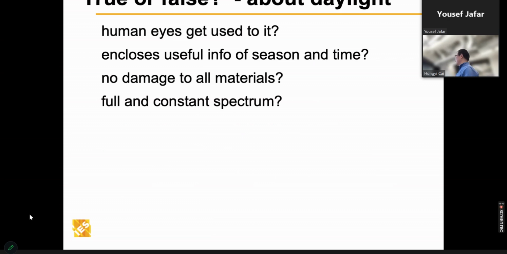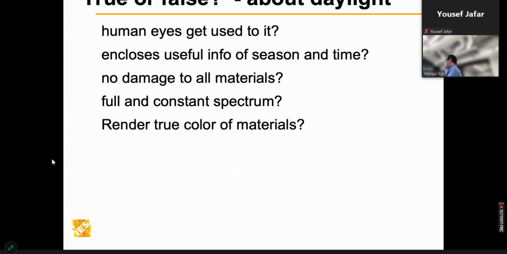True? Okay, all right. So we get like half. So the tricky part is it's true for full, but it's not constant. So it's true and false, both of them, right? So all of you are correct. Daylight has full spectrum, but not constant spectrum. Remember, daylight is changing all the time. It's dynamic, right?